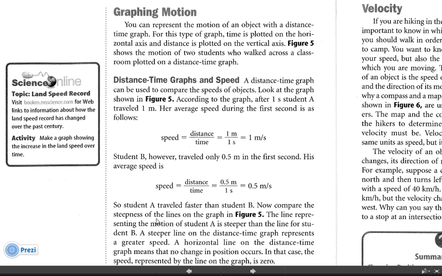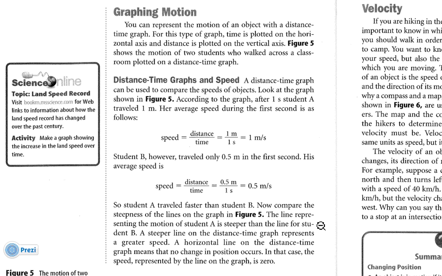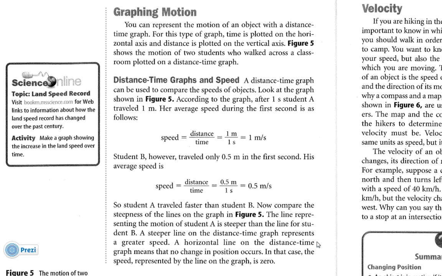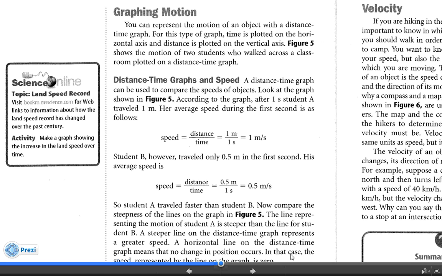All right, where are we? The line representing the motion of student A is steeper than the line for student B. A steeper line on the distance time graph represents a greater speed. A horizontal line on the distance time graph means that no change in position occurs. In that case, the speed represented by the line on the graph is 0.